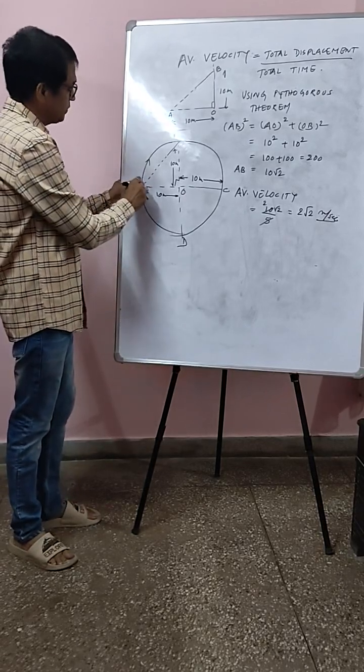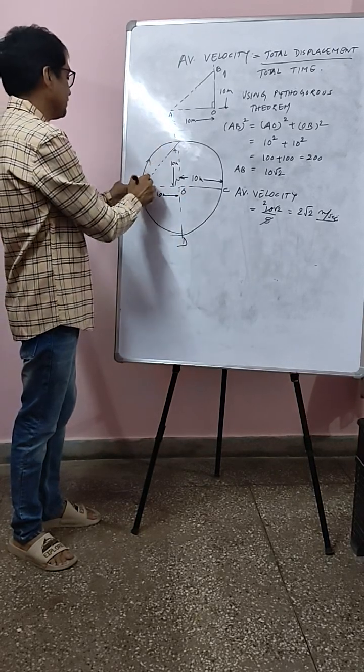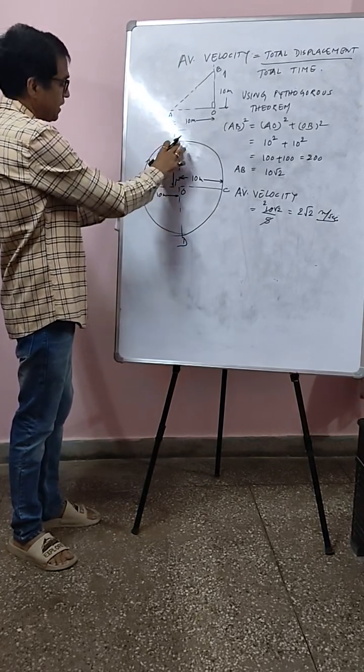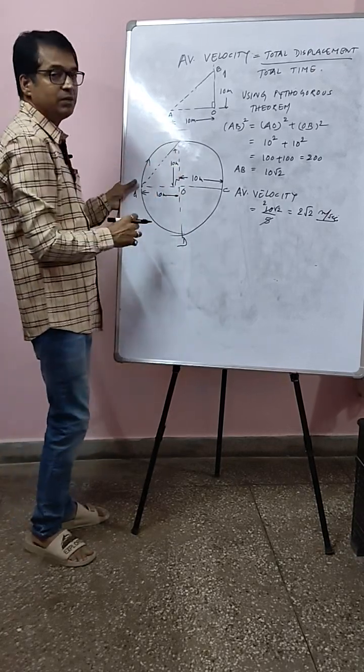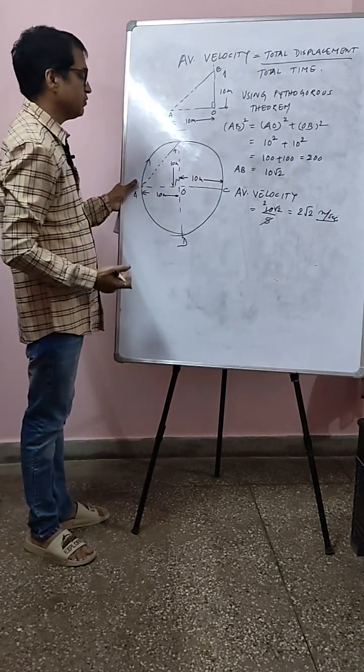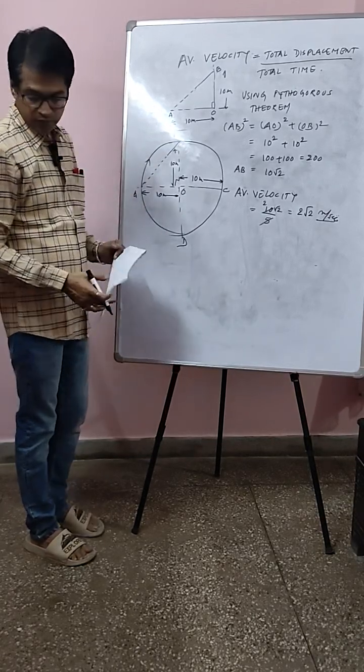To find average speed, we have to take this arc length AB. To find average velocity, we have to connect these 2 points, and this becomes the hypotenuse of this right angle triangle. So we have to find AB, and then we substitute in the equation, and then we find the average velocity.